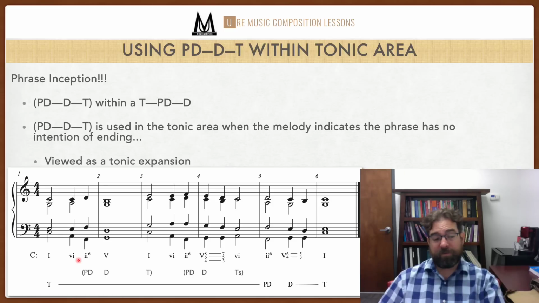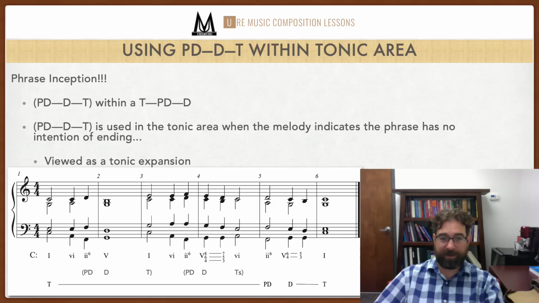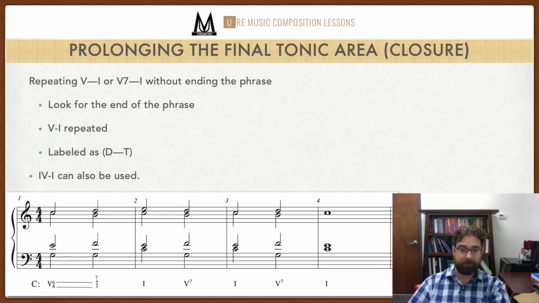That is one reason why the 6 chord often is called a predominant by some theorists, because it does share 2 chord tones with the 4 chord, but it doesn't share 2 chord tones with the 2 chord. So because of that, it becomes slightly problematic to really view the 6 as a true predominant substitute. So the final thing, prolonging the final tonic area.